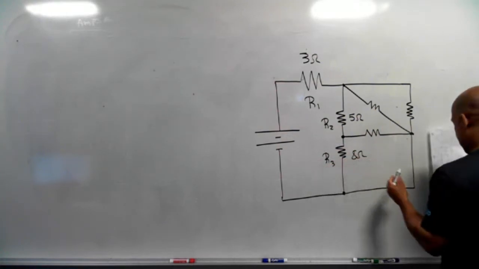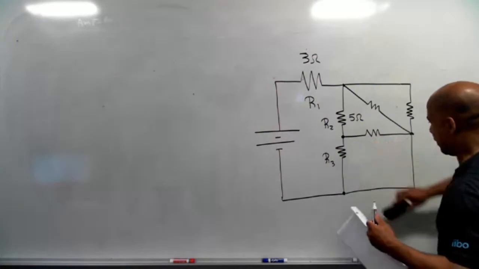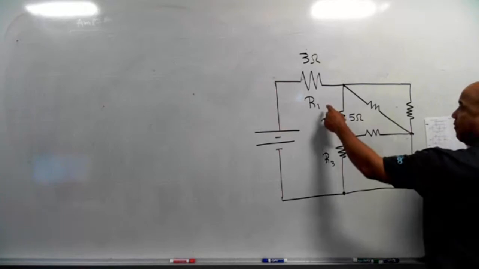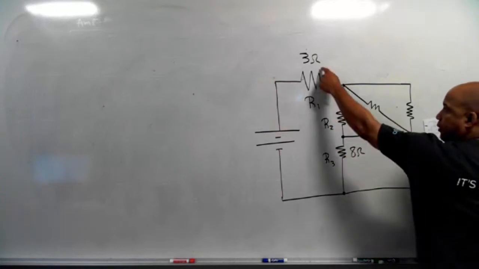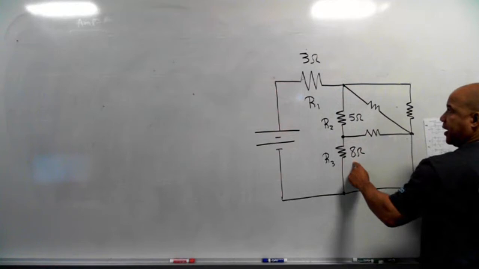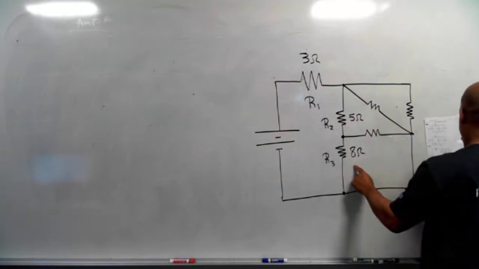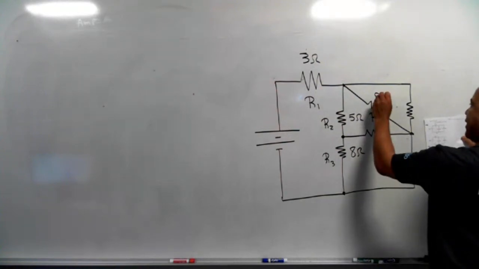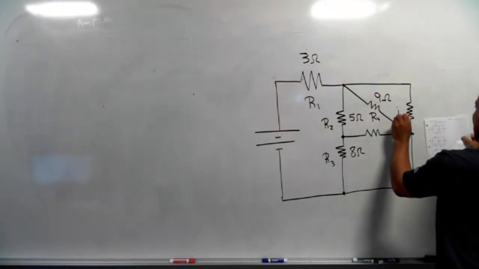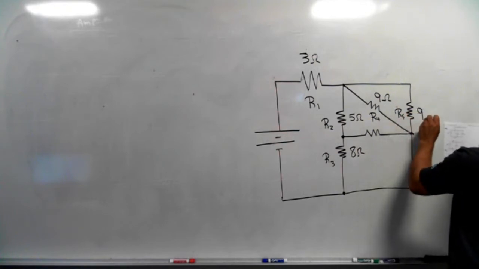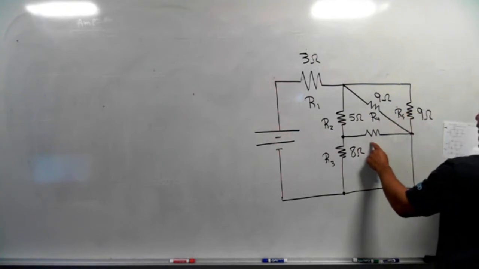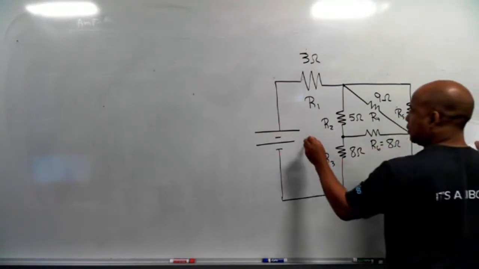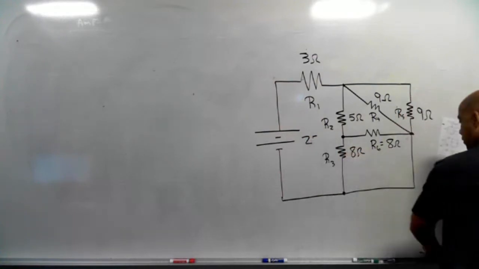All right, so you're drawing this circuit. I don't know if I'm writing too small or not, but you have R1, R2, and R3. That's a 3, that's a 5, that's an 8. 3, 5, and 8. And then this one is R4. It's a 9. This is R5. 2 is a 9. This right here is R6. It's an 8. My voltage source is 24 volts.